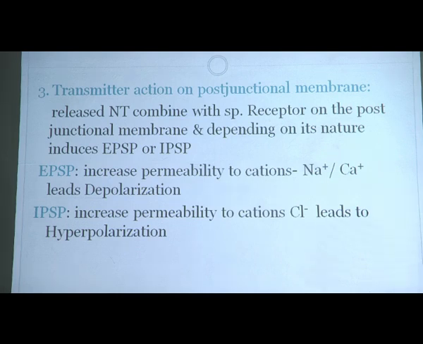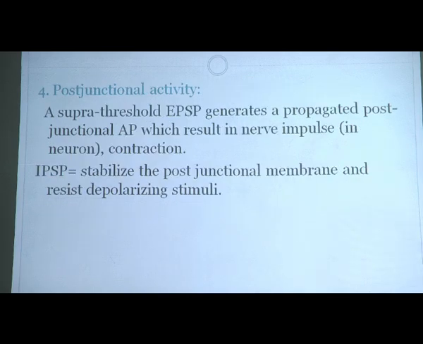When the inhibitory neurotransmitter binds with its own receptor, it causes the opening of particularly the anions, for example the chloride ions, which causes decreased depolarization, nothing but increased hyperpolarization, and shows a relaxation-like effect. Then the last point, that is the post-junctional activity.